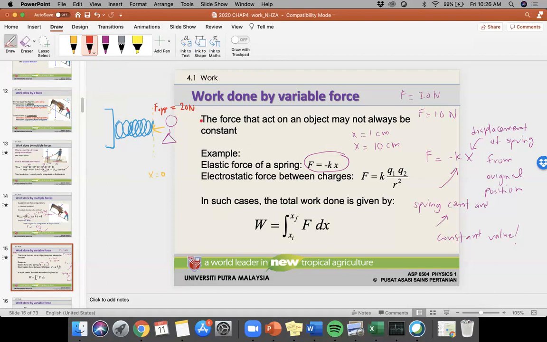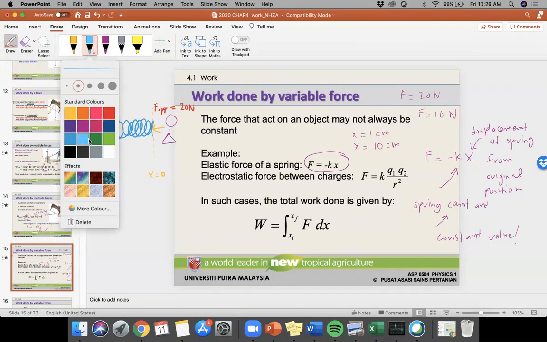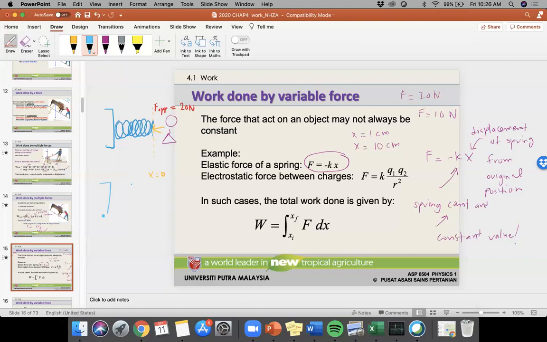Okay, trying to break this down to make it easier. When I try to compress it, it obviously becomes smaller, right? So now it's compressed, and this is the final position. This is Xi. This is XF. XF is, let's say, 10 centimeters. So now you have delta X of 10 centimeters. How do you find it? XF minus XI. Delta always refers to final minus initial. So delta X is 10 centimeters now.